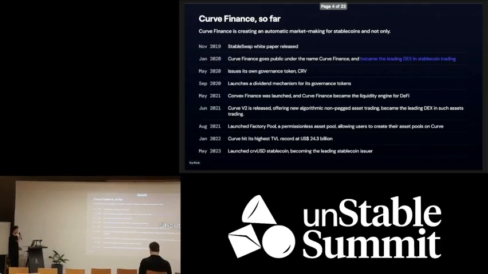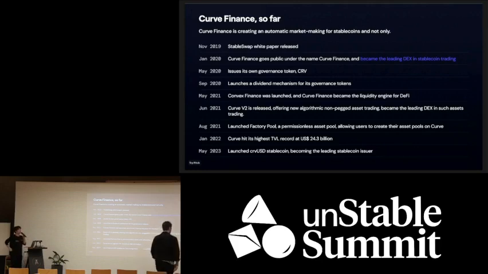So the motivation of building Napier was, if you look at Curve Finance history, it started from stable swap, and obviously they released their token CRV, which led to quite a huge innovation in the governance token space. In 2021, they released Curve V2, which broadened the coverage of assets that can be tradable on Curve. And they released crvUSD this year. So that's what we have in the Curve ecosystem so far.